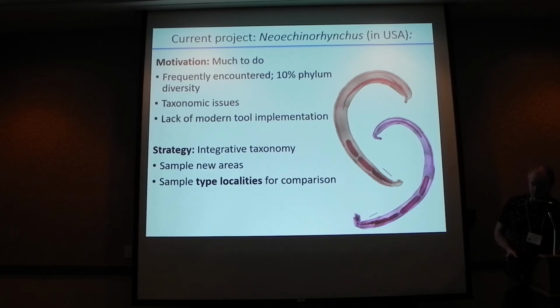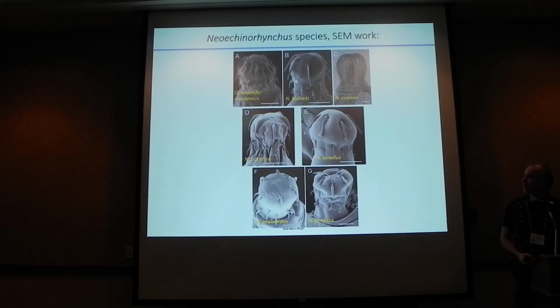So where do we go here? Our strategy was to sample new areas, but also sample old ones. So I refer to this as the type locality approach, where you go back to the original study sites where the species were described from, collect that kind of fish, the host fish, the type host, and then use those samples as a basis for morphological and molecular comparison.